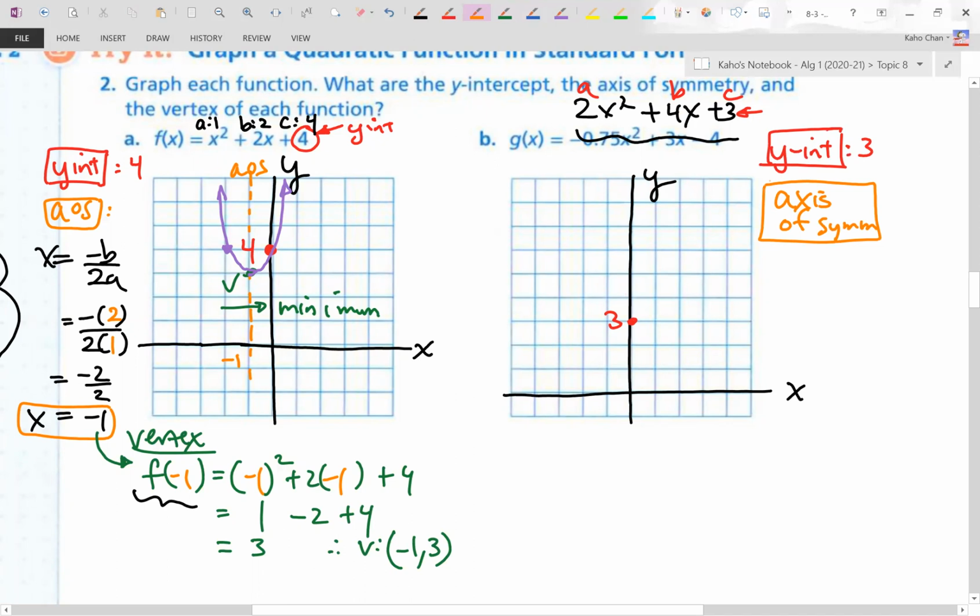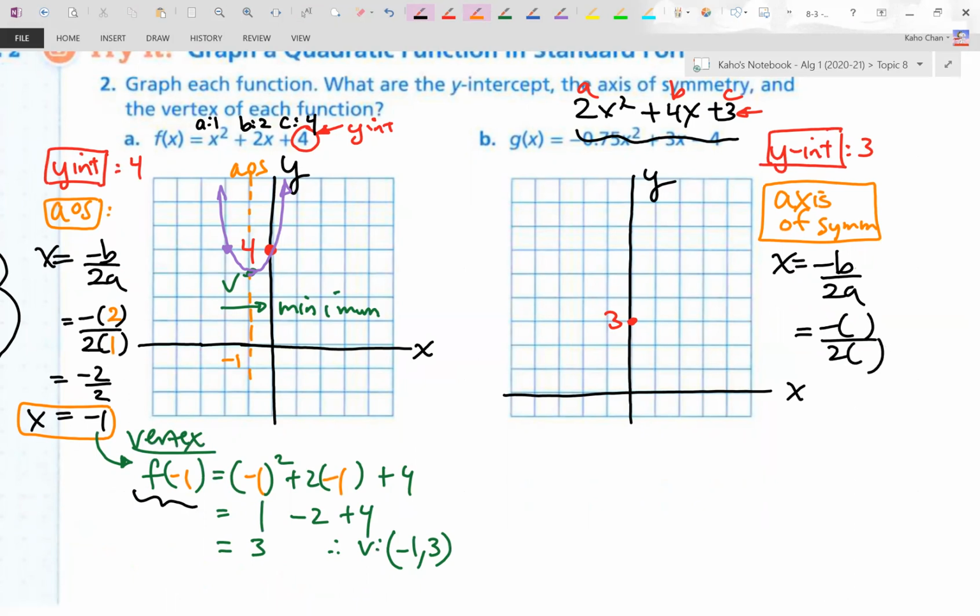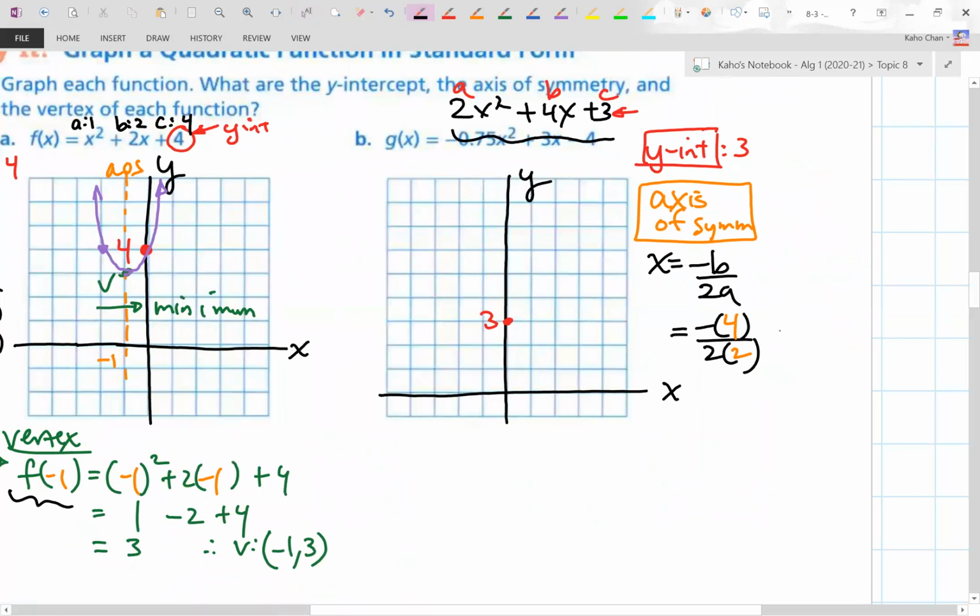Axis of symmetry, I'm sorry, I misspoke there for a moment. -b over 2a. Let's plug in the values here. B, of course, is 4. A up there is 2. Interesting. Clean that up. And you'll get -4 over 4, which equals -1.